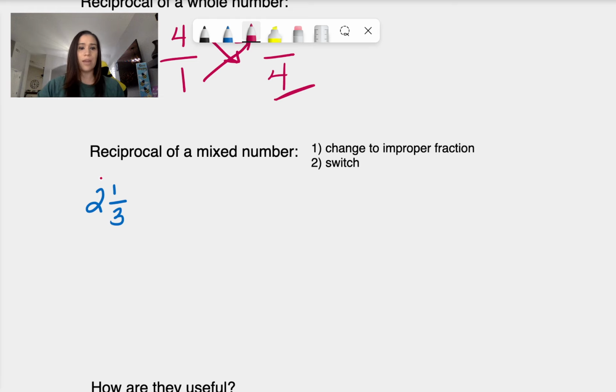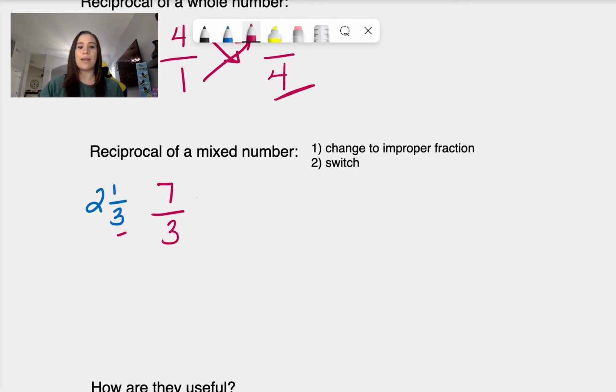So if we remember, to change our mixed number to an improper fraction, we are going to multiply our denominator by our whole number, and then we are going to add our numerator, and our denominator is going to stay the same. So we have 2 times 3, which is 6, plus 1 more, which is 7. And then our denominator stays the same, so it is 3. And that's going to be our improper fraction.